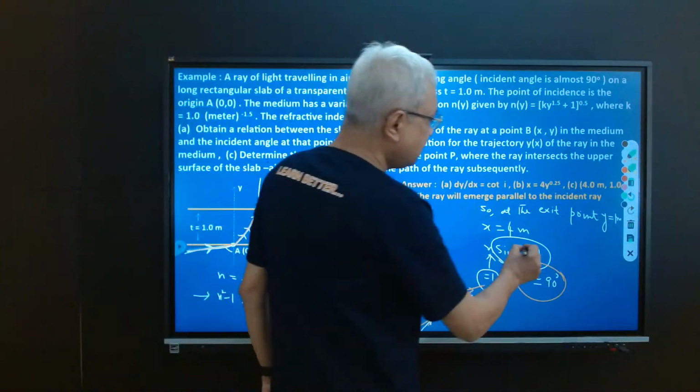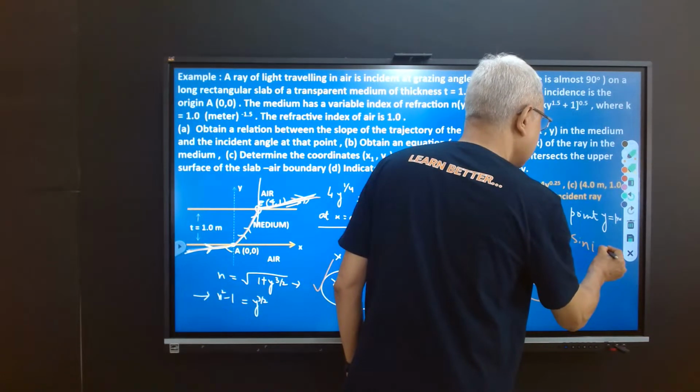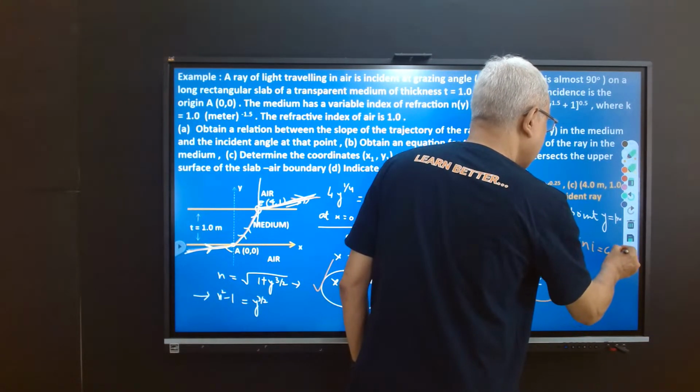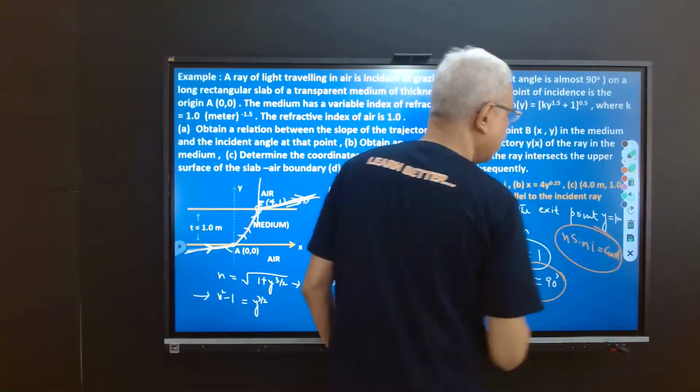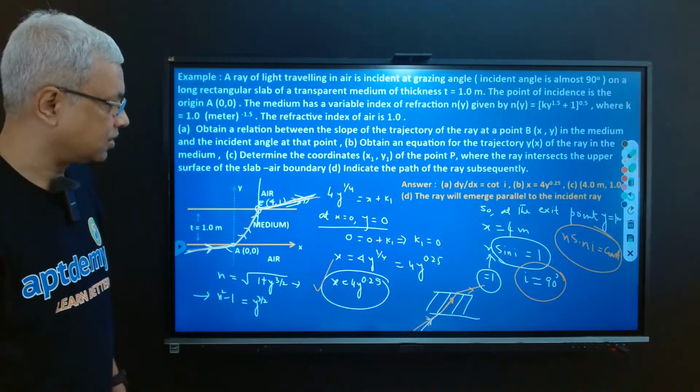And you see the guiding principle is n sin i is equal to constant. So it is the generalized version of Snell's law, you can say. n sin i equal to constant.